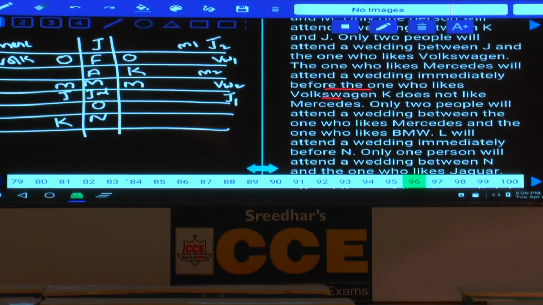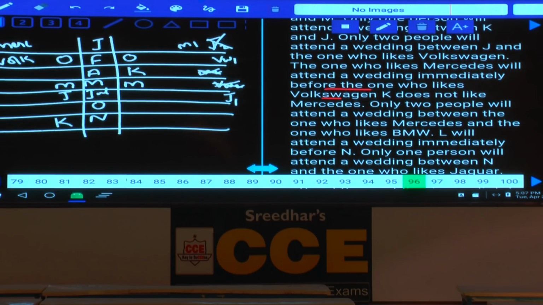As K does not like Mercedes, this M2 is ruled out. As M2 is ruled out, VW2 is also ruled out. As VW2 is ruled out, J2 is also ruled out. Rather than representing 2 different possibilities, we are able to eliminate this one, by giving the numbering for this. Hence, what are the possibilities we have?